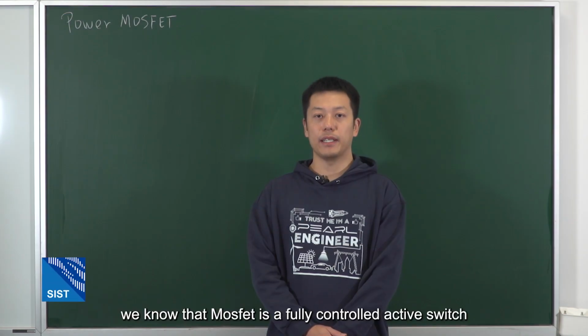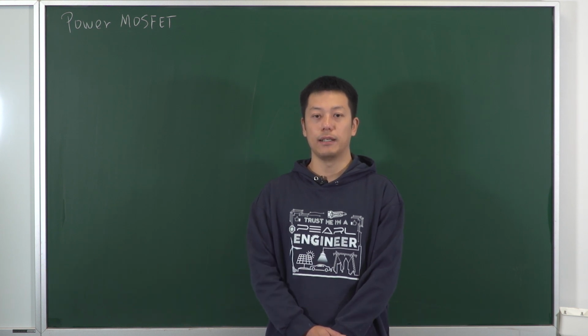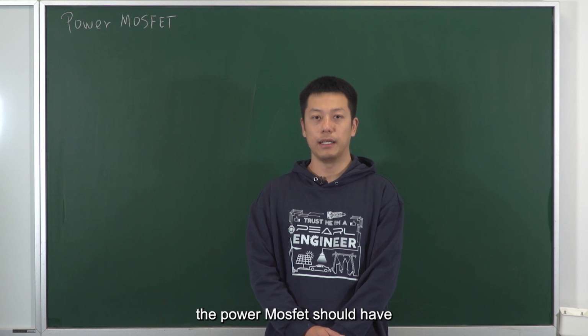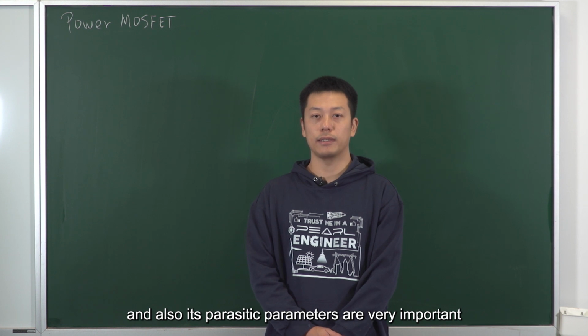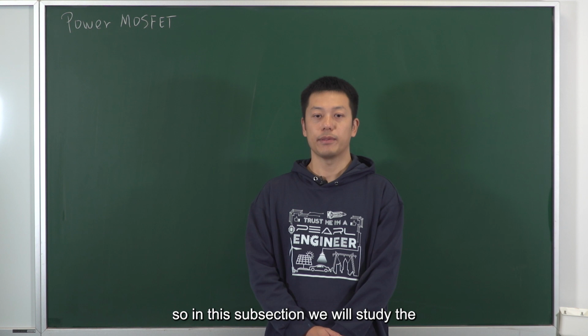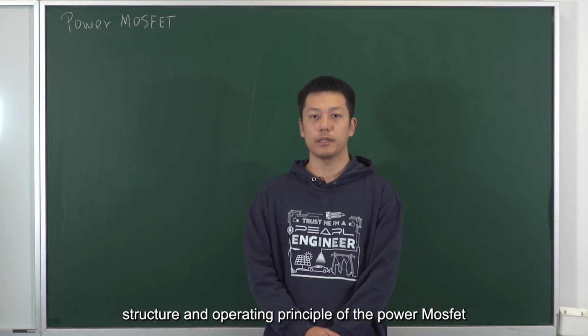We know that MOSFET is a fully controlled active switch. It is also the fundamental of the electronic industry. Compared with the regular signal processing MOSFET, the power MOSFET should have higher voltage rating and current rating. And also its parasitic parameters are very important. So in this subsection, we will study the structure and the operating principle of the power MOSFET.